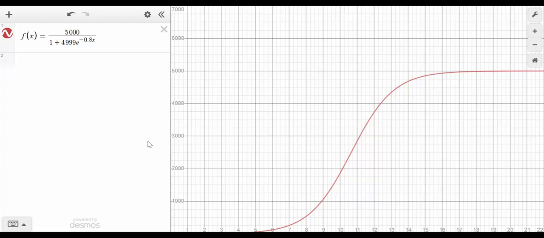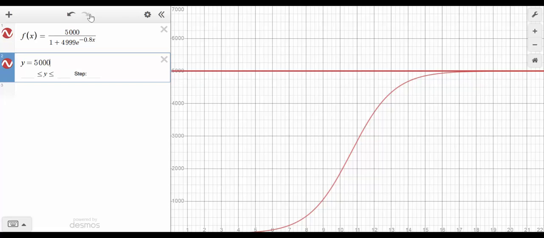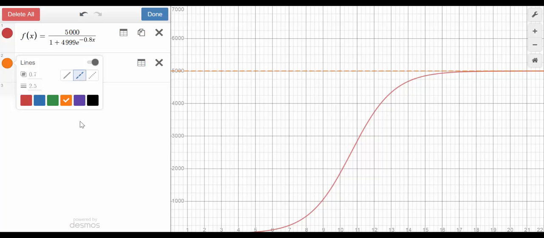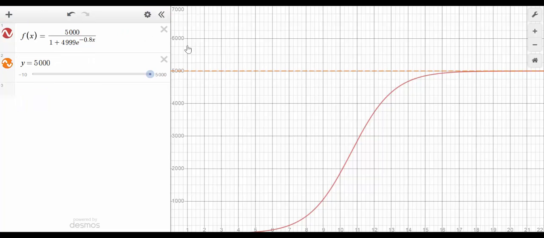Now, I'm going to put down here the carrying capacity. So y equals 5,000, just so that we can look at that graph. There it goes. And maybe I can change this to just stand out a little bit, change the color, make it a broken line. So there is the carrying capacity, and notice it goes right through the 5,000.